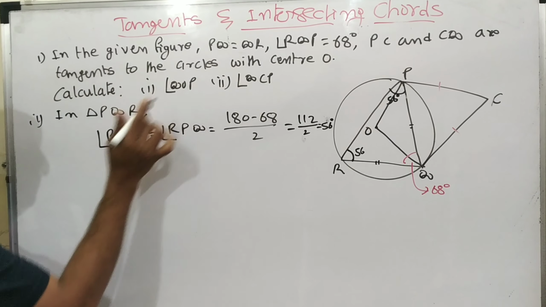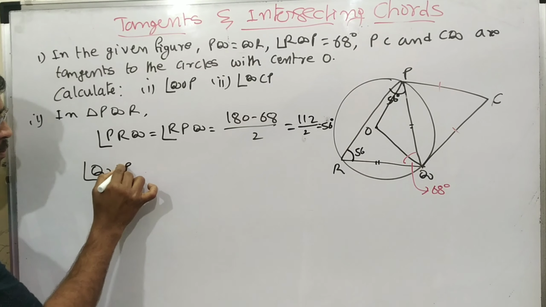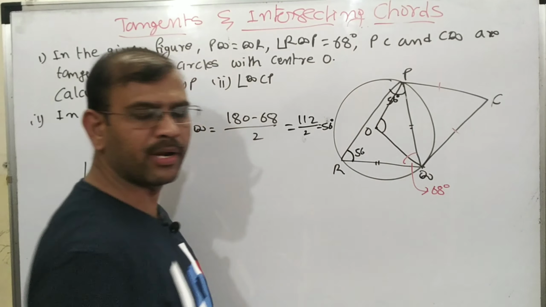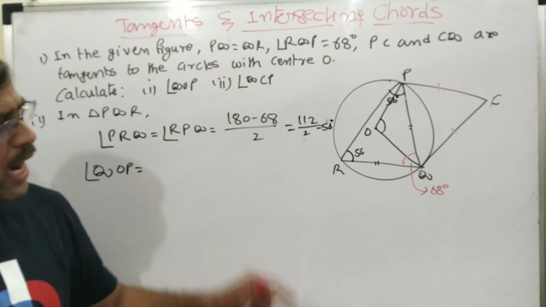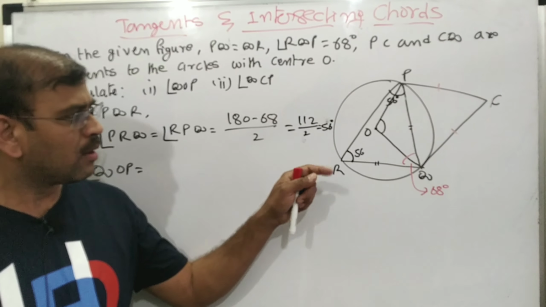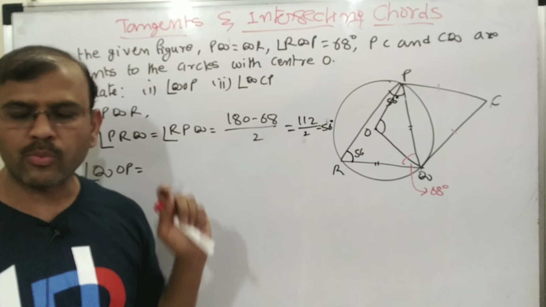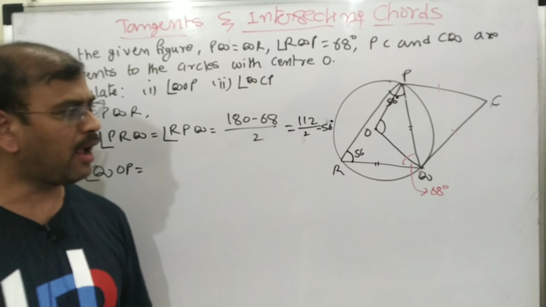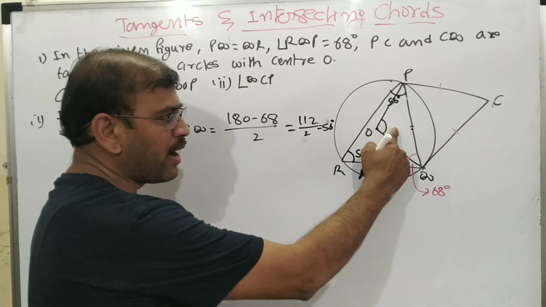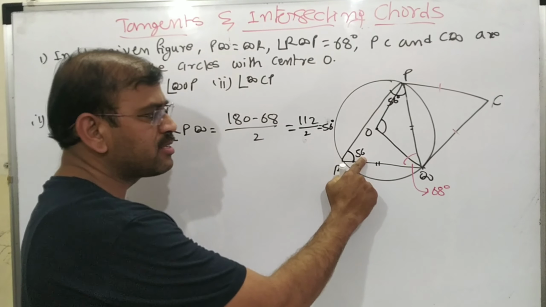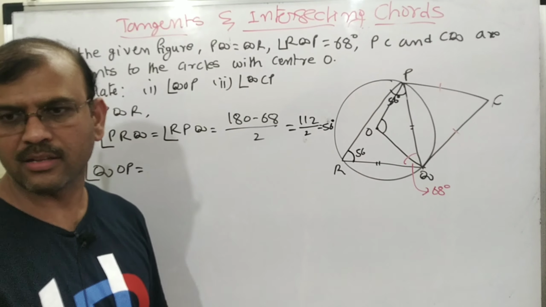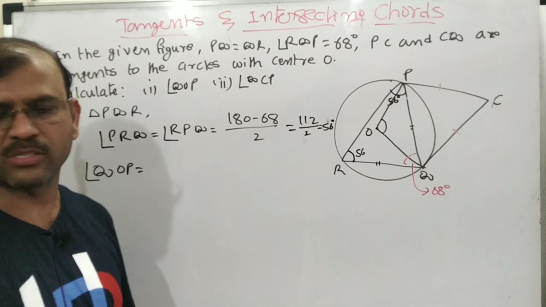Now, we'll come to the first one. So, what is the first one we need to find? QOP. This angle we need to find. So I have explained in the previous chapter of the circles: angle at the center is twice angle at the circumference. So that means to find the center angle, whatever the angle at the circumference, this will be double of that. This concept we have learned in circles. If you have any doubts, you can watch the previous video.